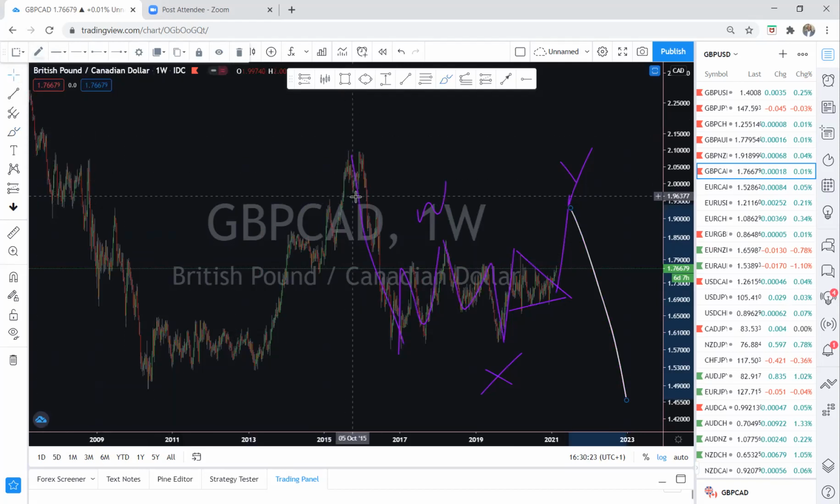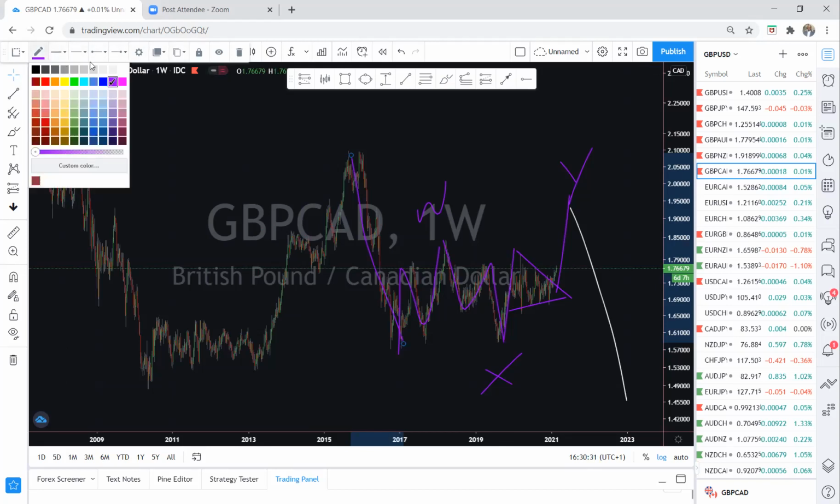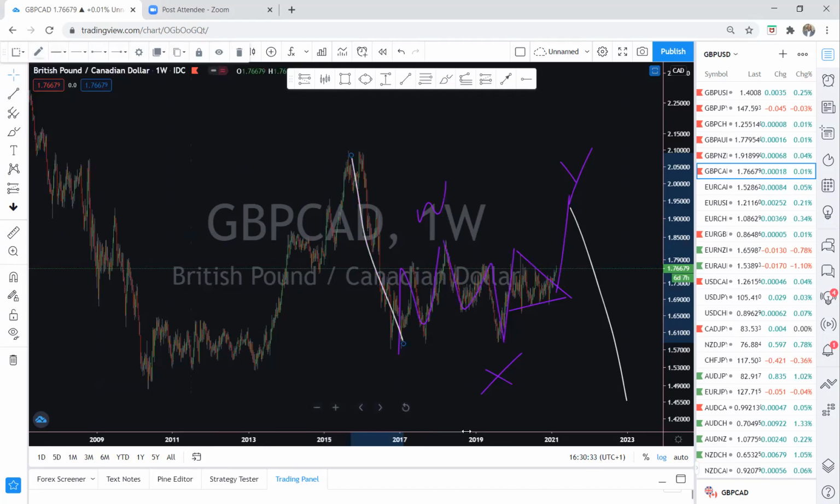Okay, and this impulse that's leading to that continuation, let's represent it in white too. Okay, that is the structure we are seeing. But if this is our forecast that GBP card should tag this level, then how do we go into the trade using the 4 hours time frame to get to that level?